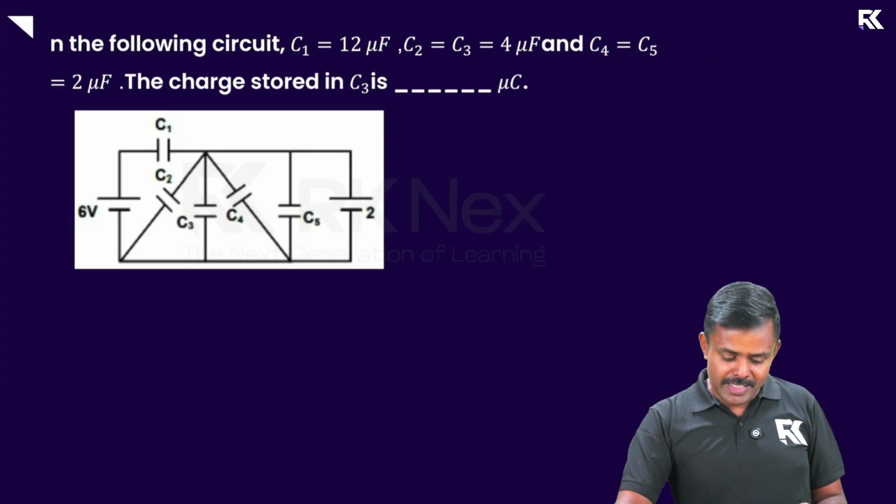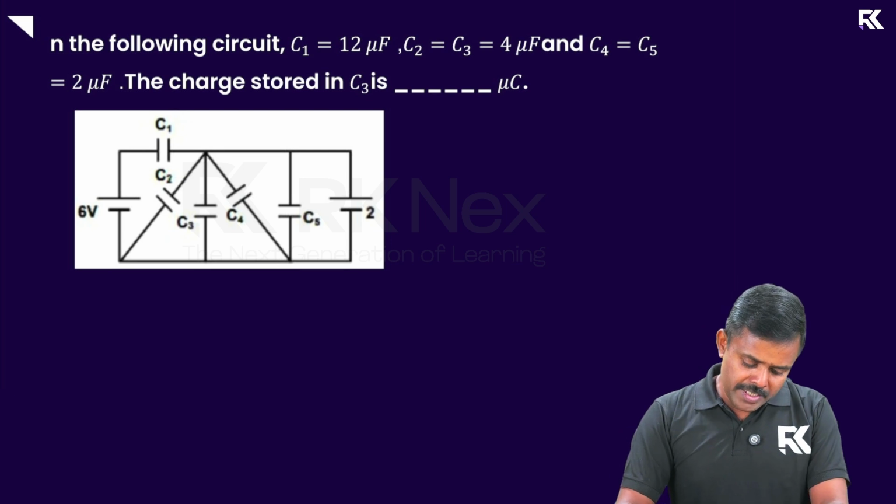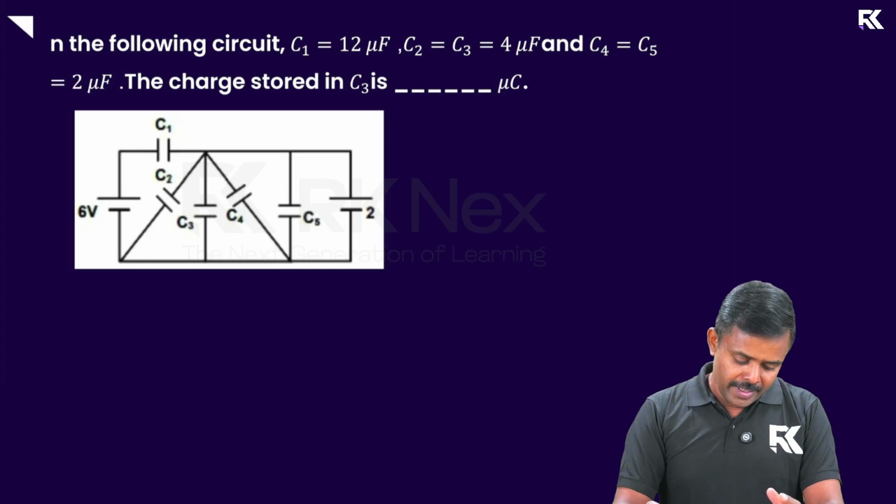Again, it's a previous JEE examination question. In the following circuit, C1 is 12, C2 and C3 are 4, C4 and C5 are 2. The charge stored in C3 is?